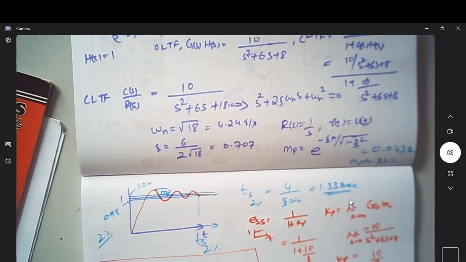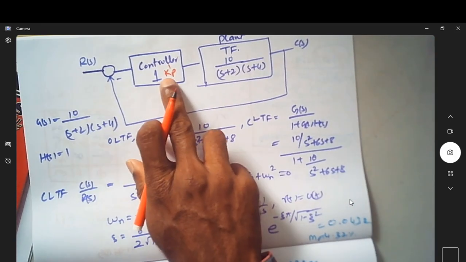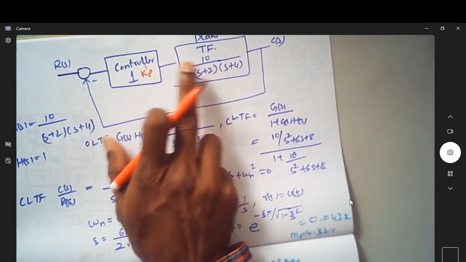So what is this Kp dash we are assuming? We are assuming it to be 10. Can you see now, this is my G(s) into H(s) after including this Kp dash of 10. Since they are in series, you are supposed to multiply this with this.